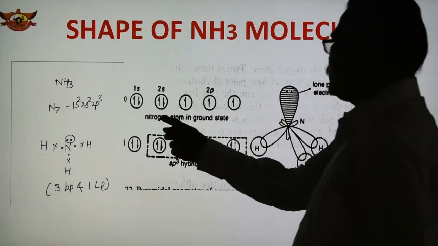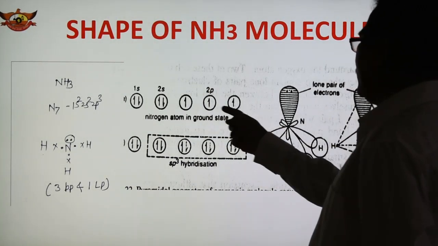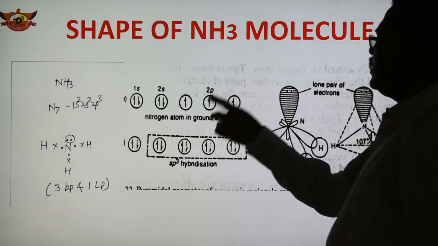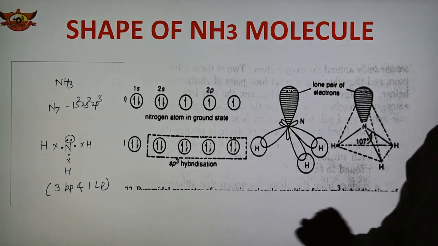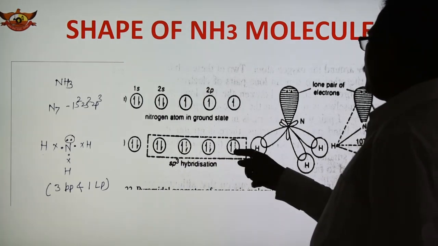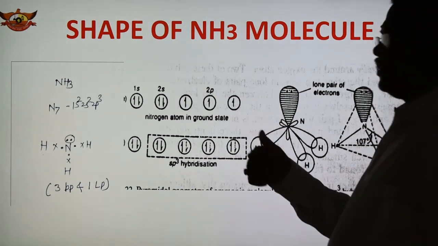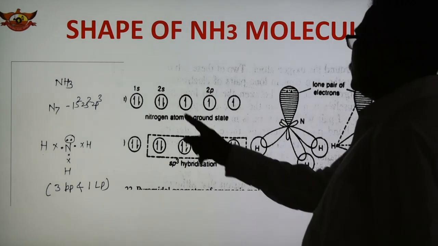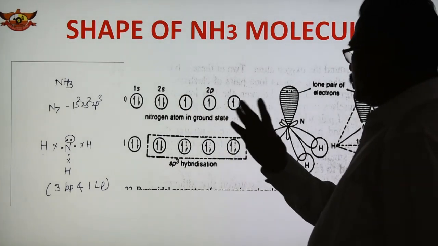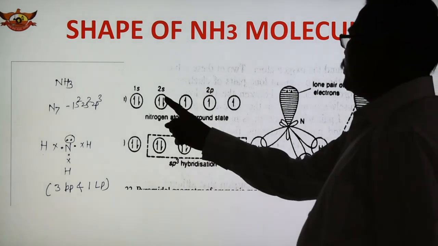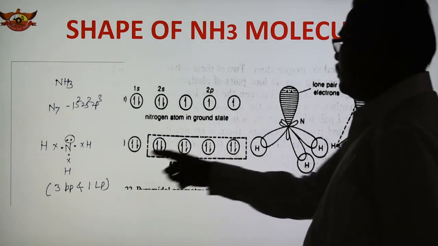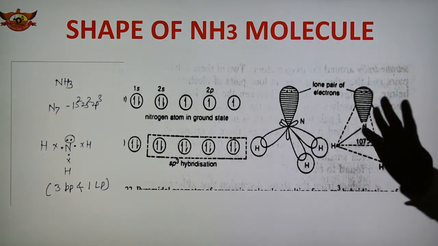In case of the nitrogen atom in the ground state, it has 3 unpaired electrons, and we require the formula NH3. So 3 unpaired electrons are present in the ground state, which indicates the formation of 3 covalent bonds. In this case, one s and three p orbitals undergo hybridization, forming sp3 hybridization. These 3 unpaired electrons overlap with the 3 electrons of 3 hydrogen atoms. So there are 3 bond pairs and 1 lone pair, a total of 4 electron pairs.